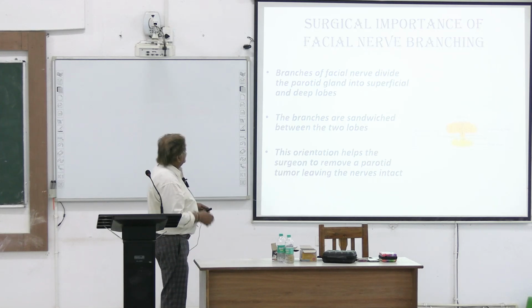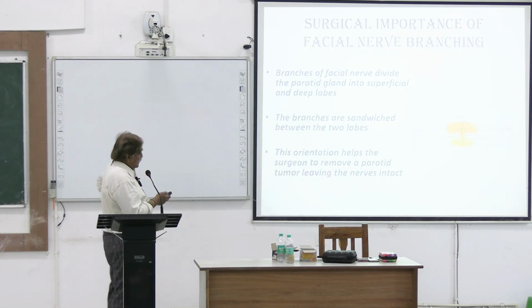Now, surgical importance of facial nerve branching. This is very important. Branches of the facial nerve divide the parotid gland into superficial and deep lobes. The branches are sandwiched between the two lobes. These branches of the facial nerve go across. This orientation helps the surgeon to remove a parotid tumor, leaving the nerves intact.